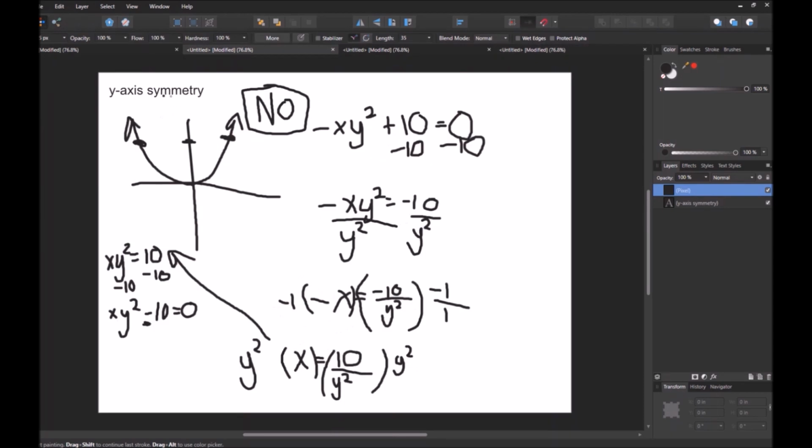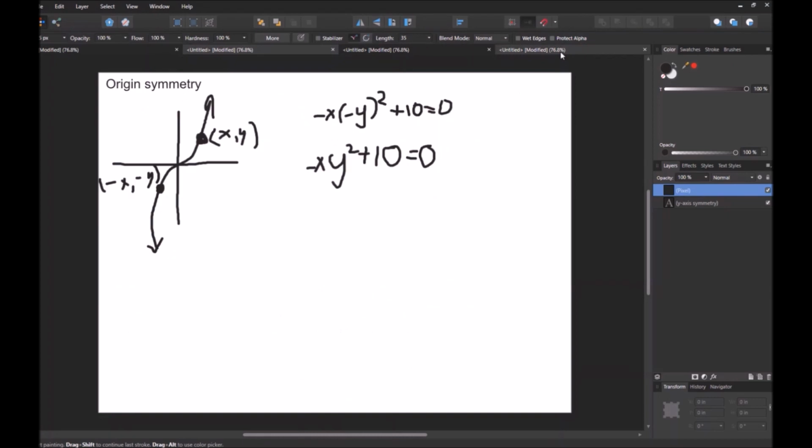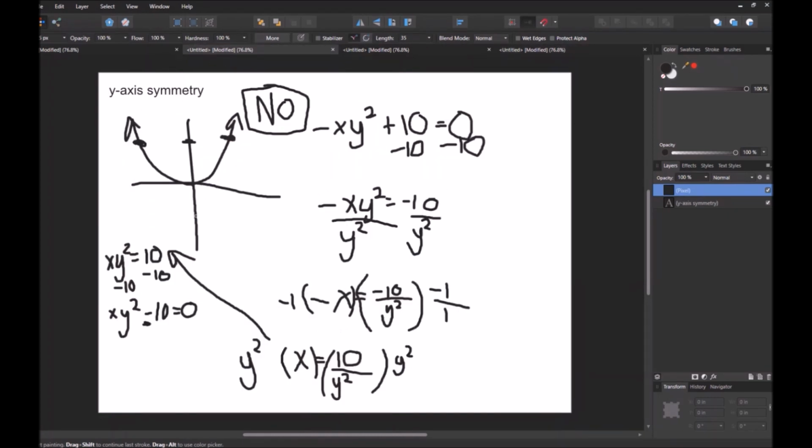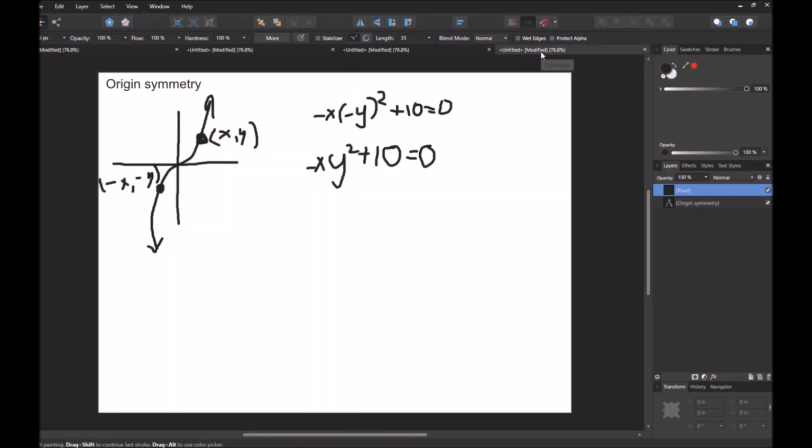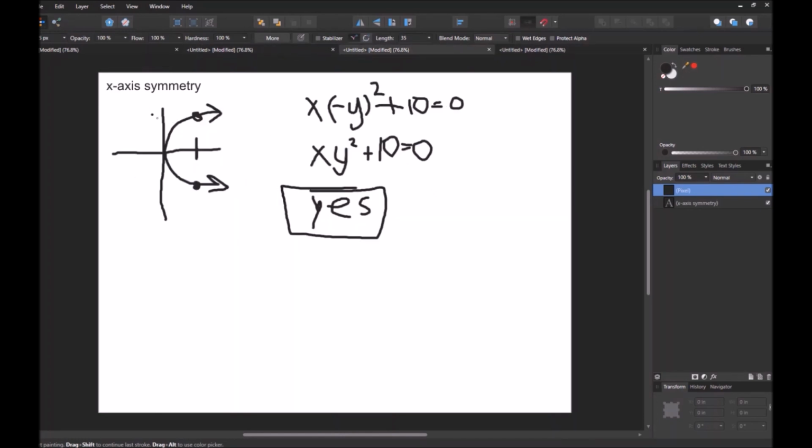And we know that this doesn't have y-axis symmetry, and since it started out as the same equation, it's just going to evaluate to x times y squared minus 10 equals 0, which is not the same as the original equation. So we can say that this does not have origin symmetry. It only has x-axis symmetry.